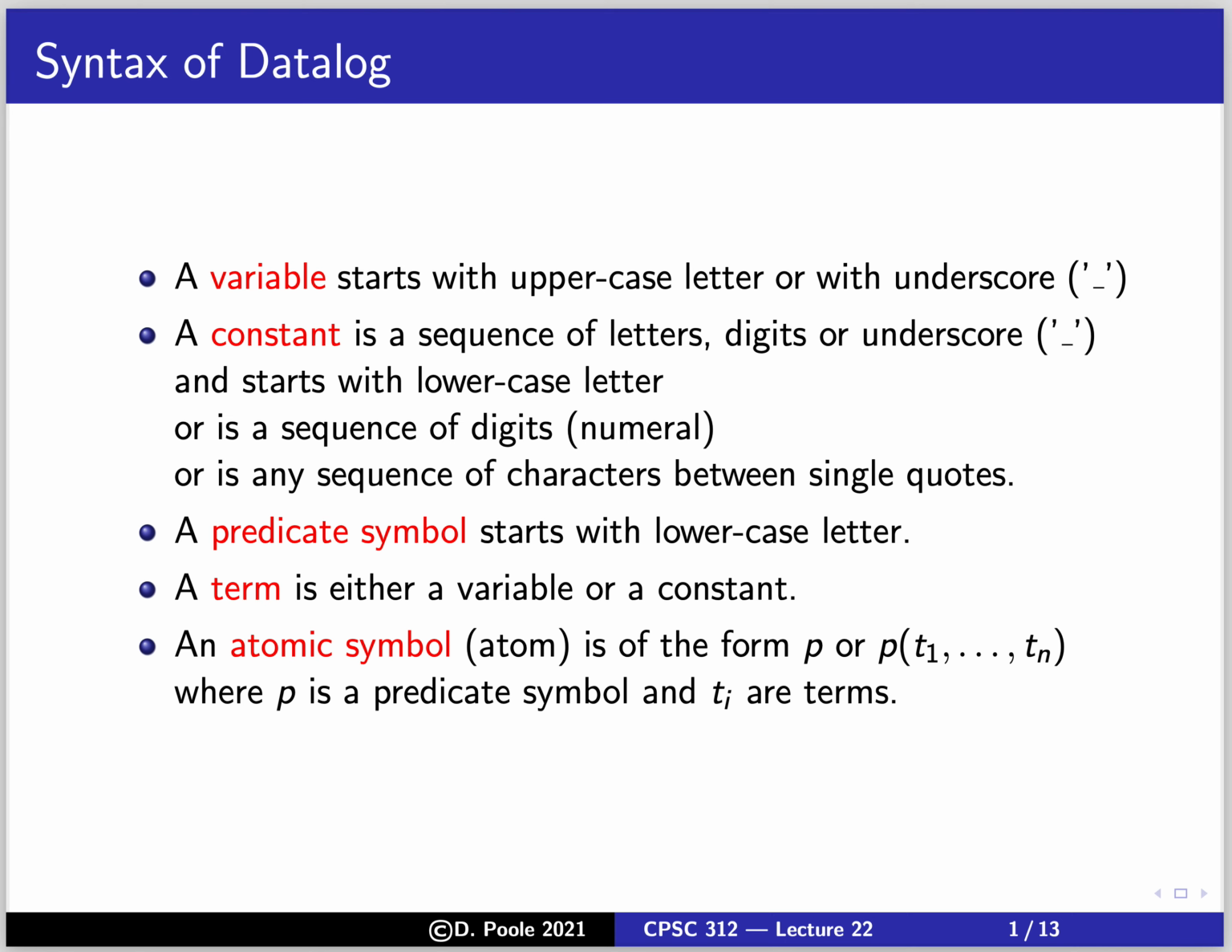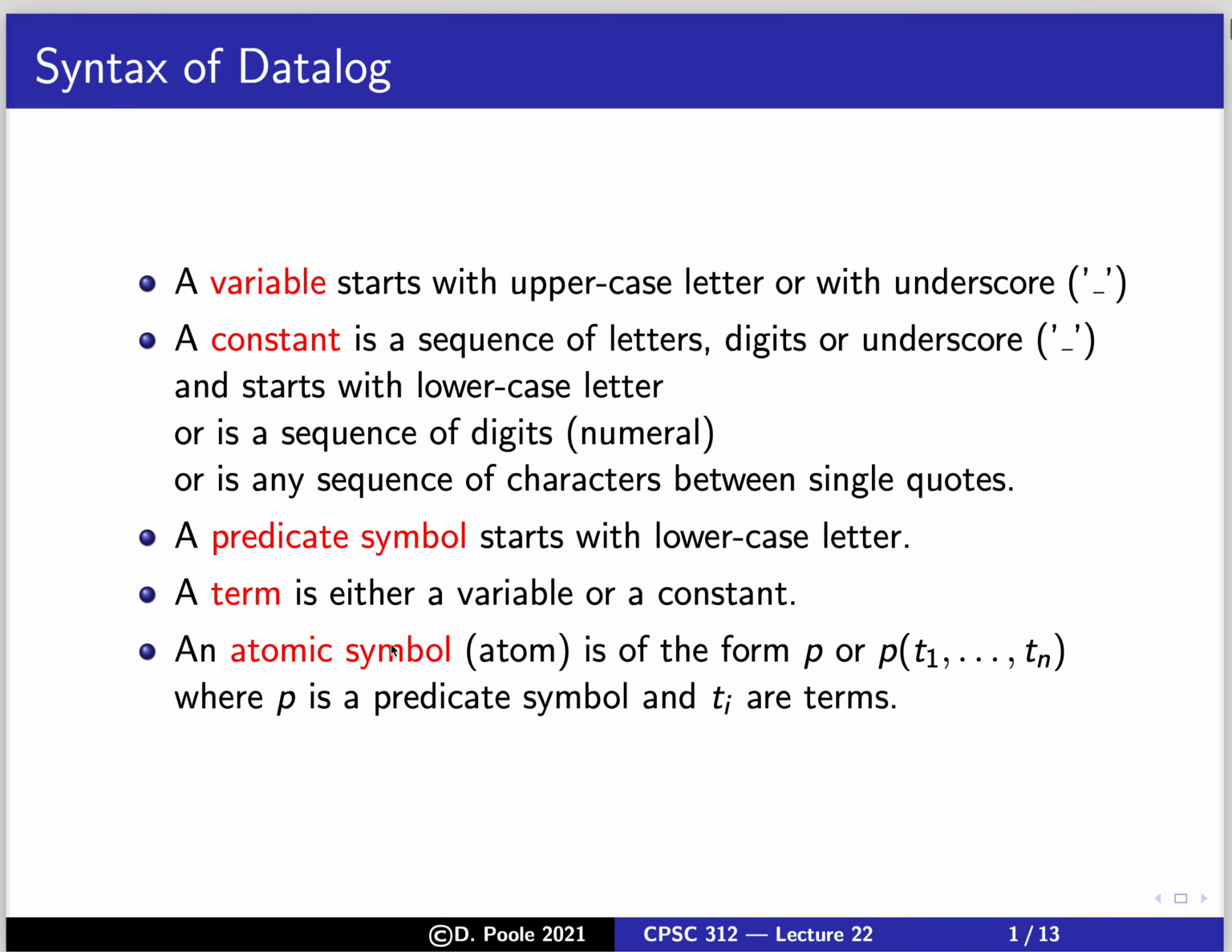Then we have predicate symbols. The predicate symbols have the same syntax as a constant. And a term is either a variable or a constant. Now, the only difference from what we did before is that we've redefined an atom. Instead of just being of the form P like before, you can now have P with some arguments, P of t1 to tn, where each of these ti is a term, which is either a variable or a constant.